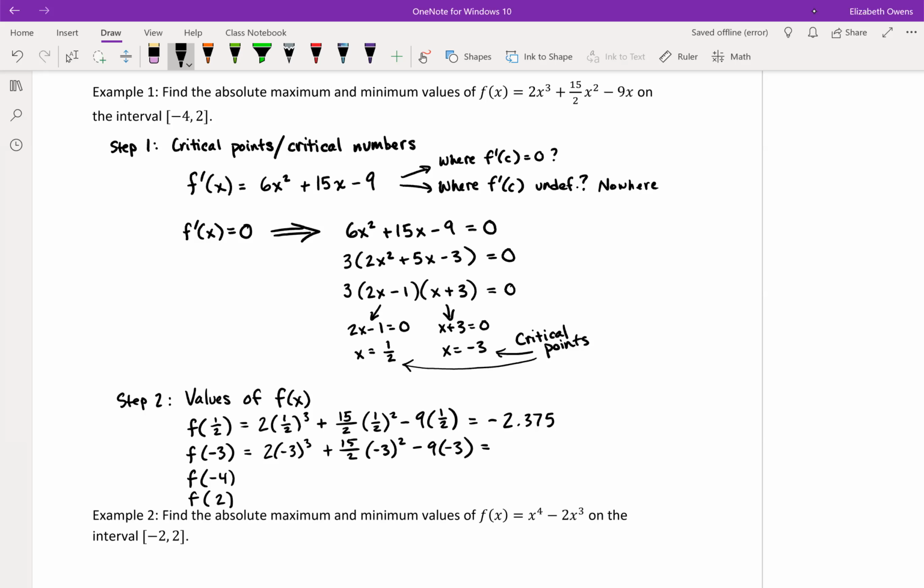And this one turns out to be, oh, not quite so nice, 40.5, 40 and 1/2. Probably the awkward bit comes from the multiplying by 15 halves there. Then you plug in -4, same idea. For that, you would get 28. If you plug in 2, turns out you also get 28.